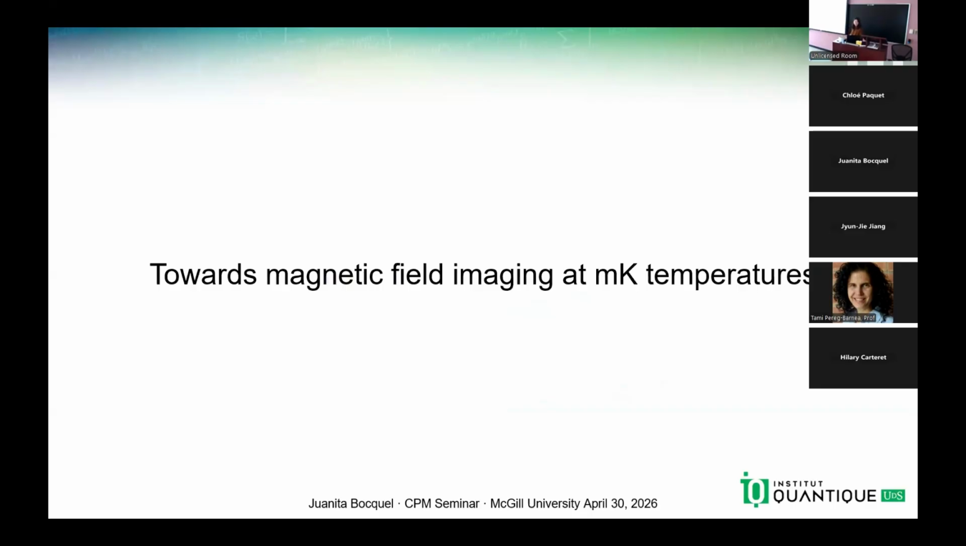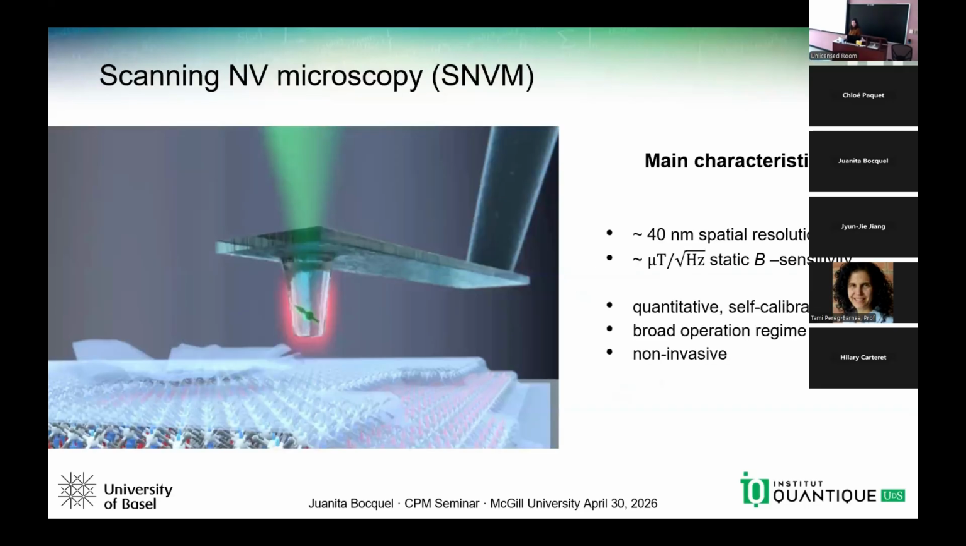And now I'll switch to something very different and much more technical and applied, which is magnetic field imaging with those NV centers at low temperature, and especially our efforts to make this happen below 1 Kelvin. So let me first introduce the technique, scanning NV microscopy. It's based on a scanning probe approach.